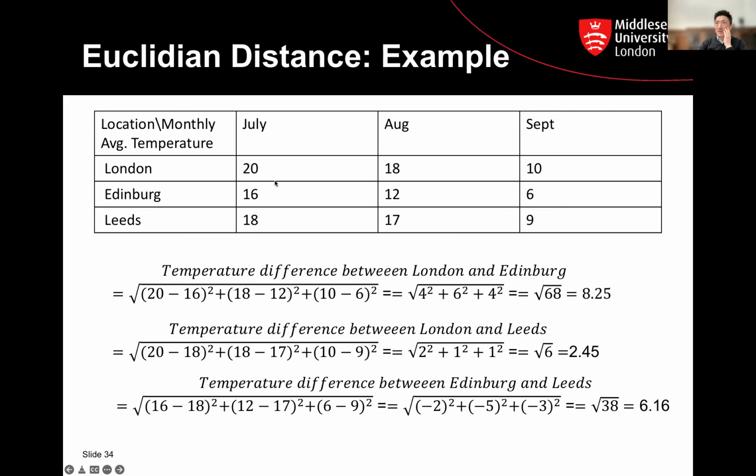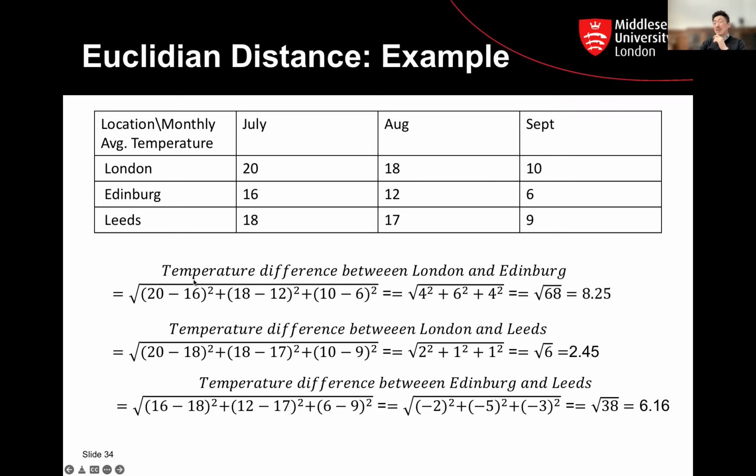And this is the first example for using Euclidean distance. We're looking at the temperature of different cities at different months of the year. So for London, in July the average is 20, August is 18, September is 10. I'm not sure if it's a real number, looks quite low. And then similar for Edinburgh and Leeds.